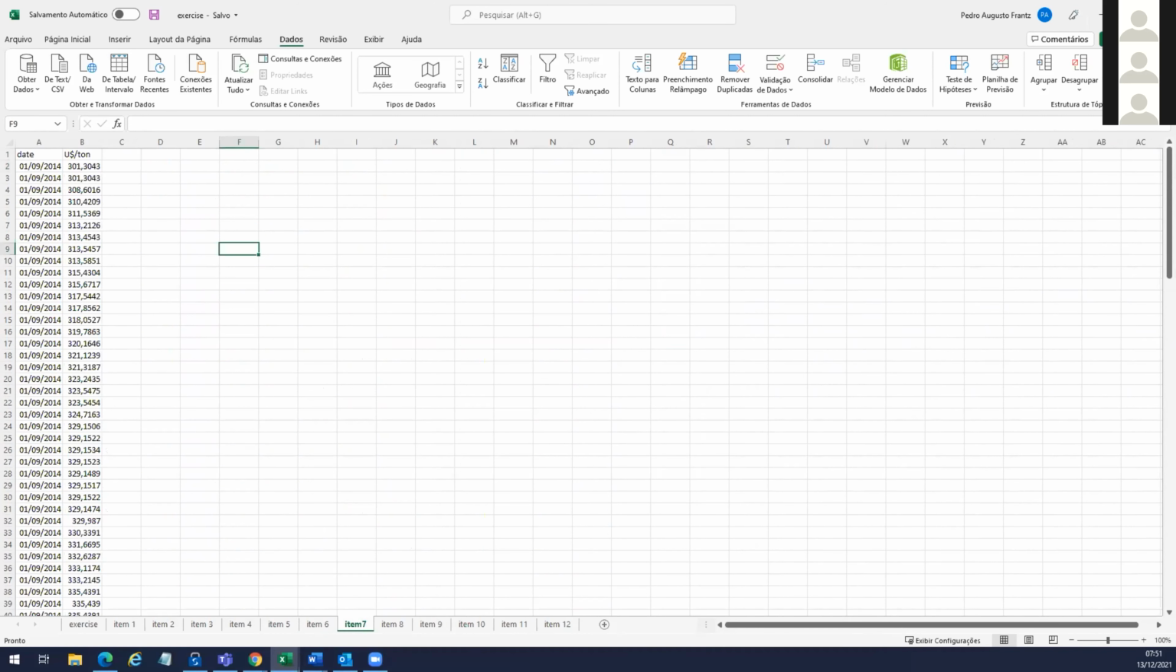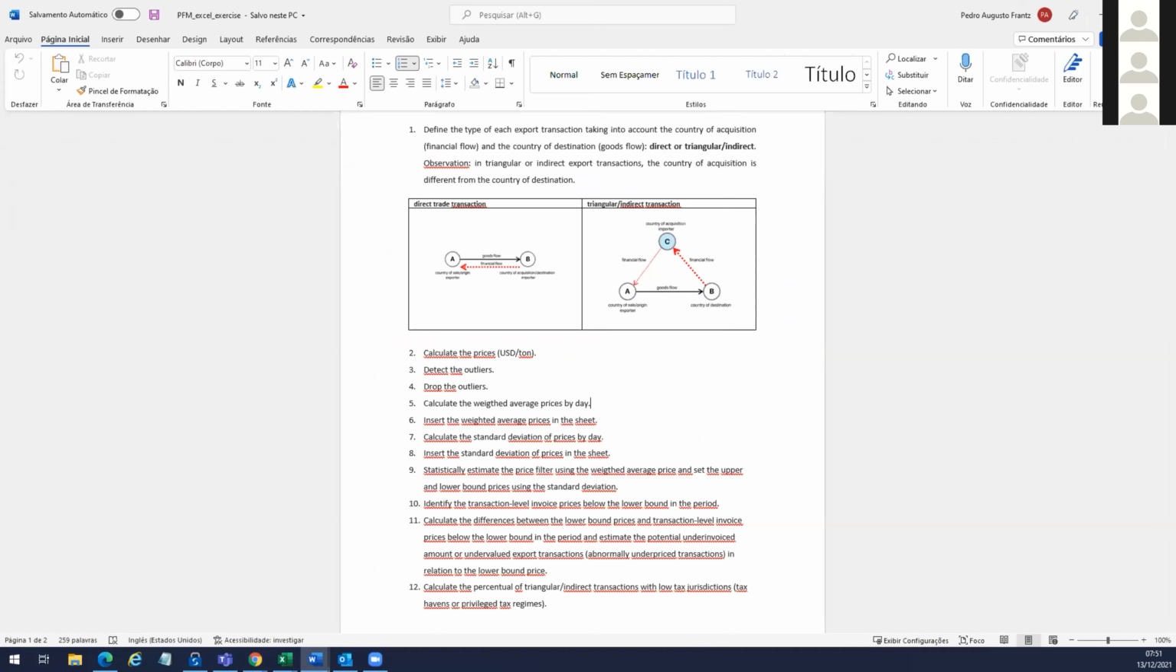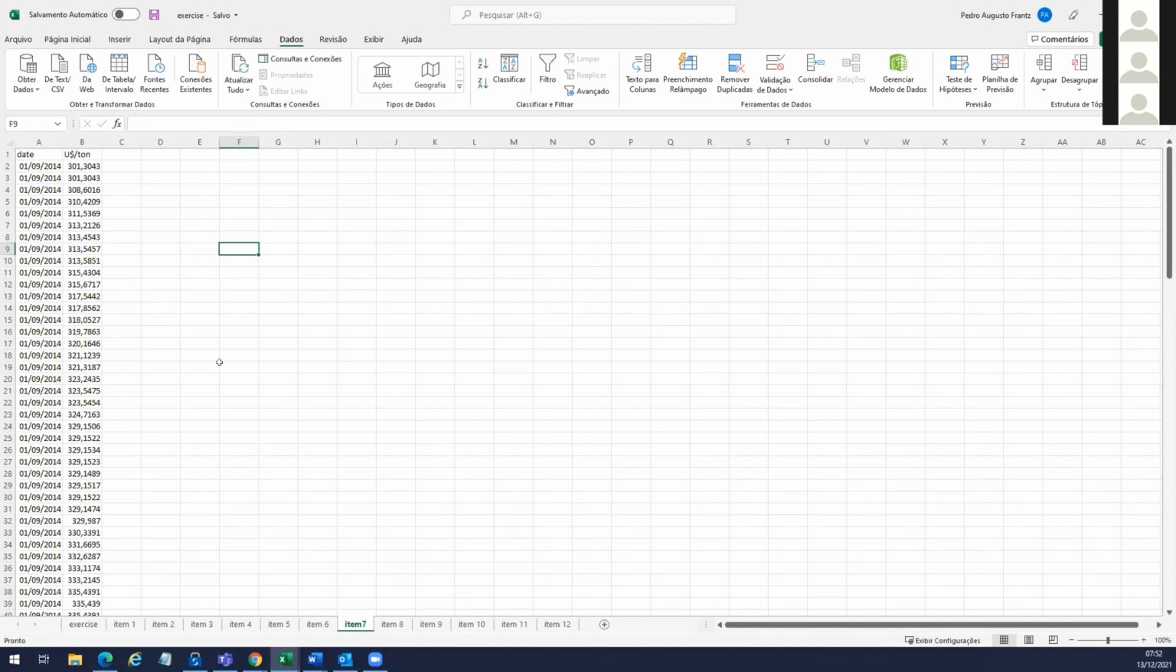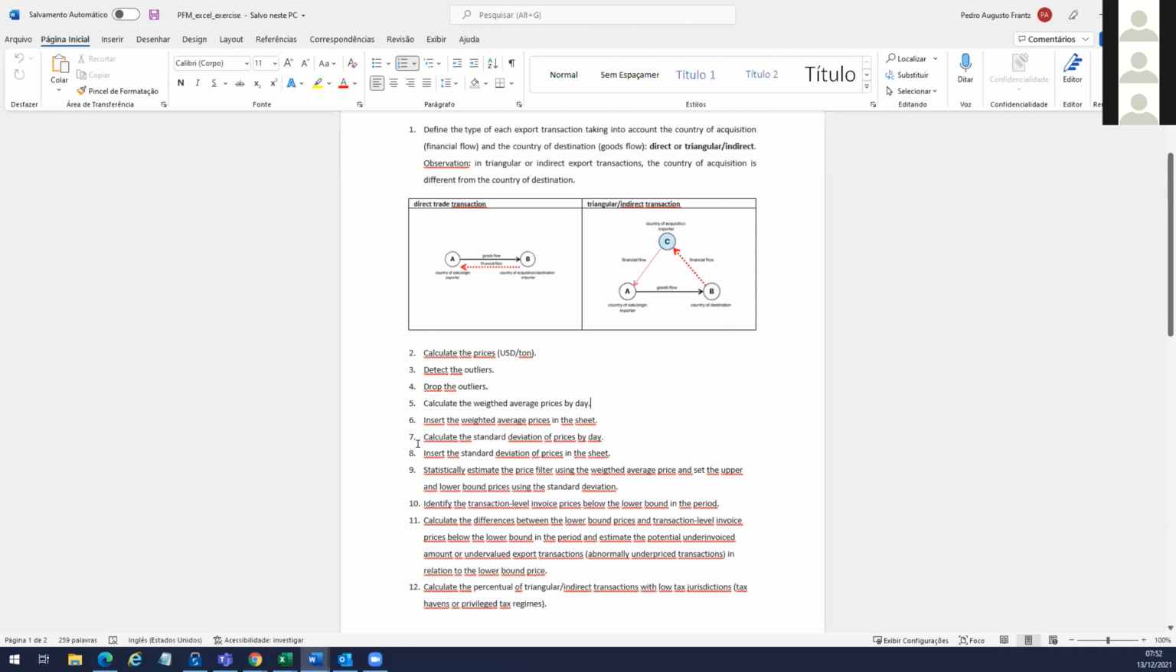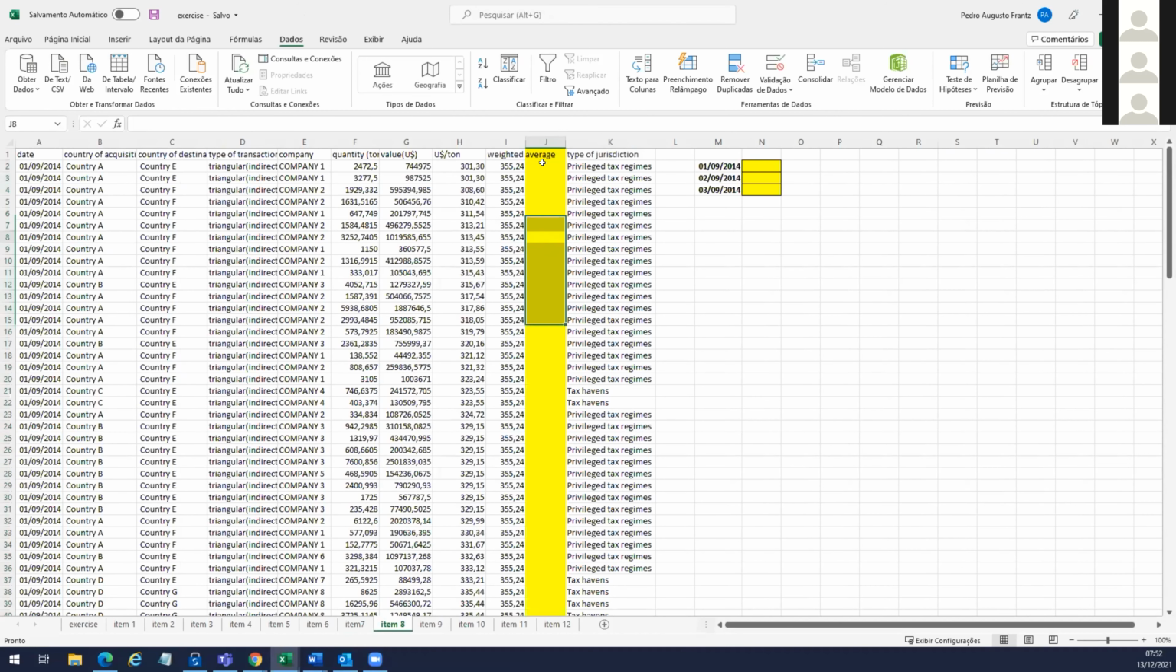Item 7, calculate the standard deviation of price by day. We have the price by day here, and we must calculate the standard deviation by day for our formula of price filter. Eight, insert the standard deviation of price in the sheet. We ask you to insert standard deviation here in yellow to calculate the price filter method.